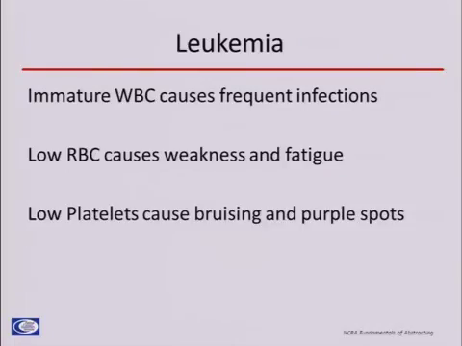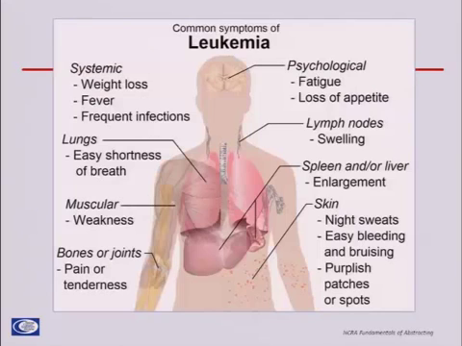Low platelets cause bruising and purple spots, and low red blood cells, because of too many white blood cells, can cause weakness and fatigue. So these are all common symptoms of early leukemias. And this is a nice picture of that with lots of different types of symptoms. Some of them are vague, but when you start to see these in combination, you start to put together the picture. And when we talk about the process of reaching and determining the actual diagnosis, some of these symptoms actually play a part in that, and they also play a part in staging.